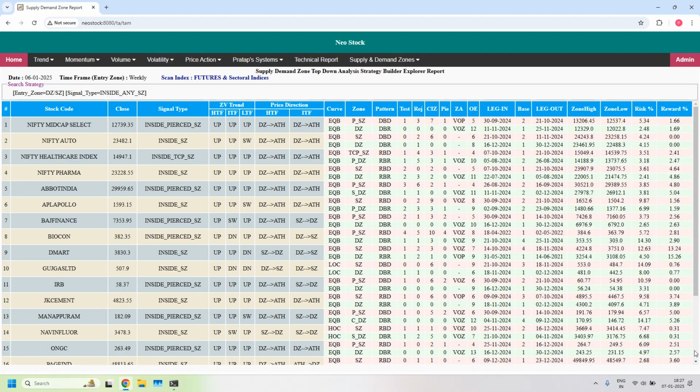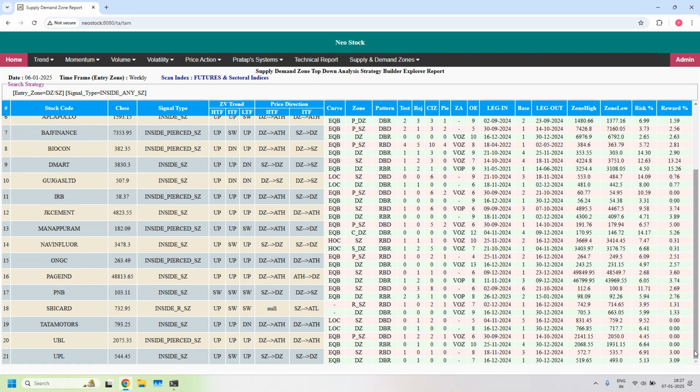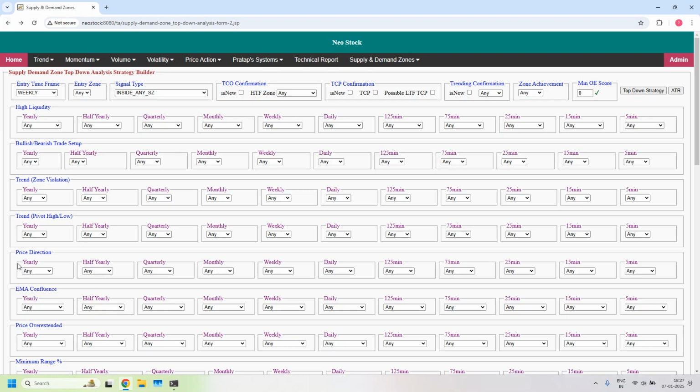Scrolling the list down. So total 21 stocks are filtered. Price closed inside weekly supply zone. Now let us further filter based on the EMA Confluence. Supply zone with weekly EMA Confluence.